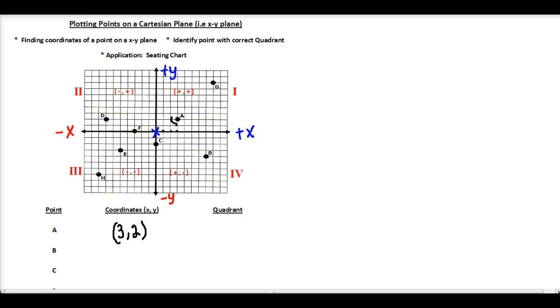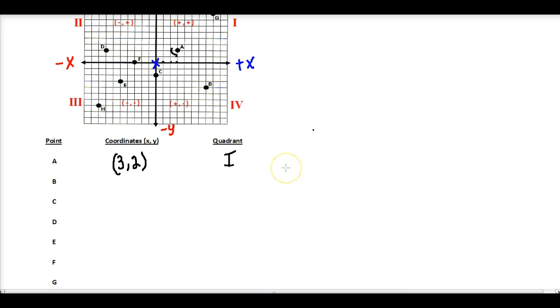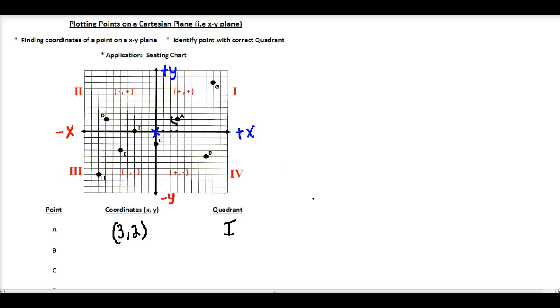All right, so we have our first point here. If we wanted to know what quadrant it is in, this particular one would be in quadrant 1. And we know that this point is in quadrant 1, denoted by this Roman numeral 1 right here, because in quadrant 1, we know that both the X coordinates and the Y coordinates are positive numbers. So now what we're going to do is move on and figure out where the rest of these points are.